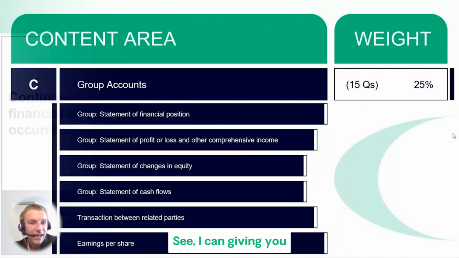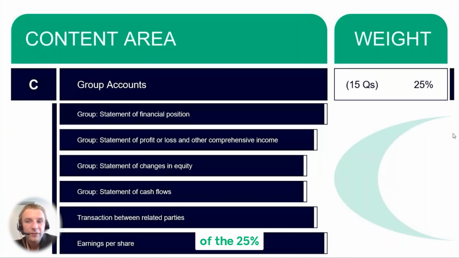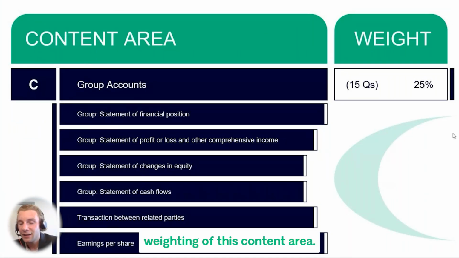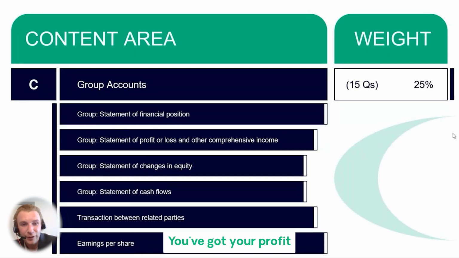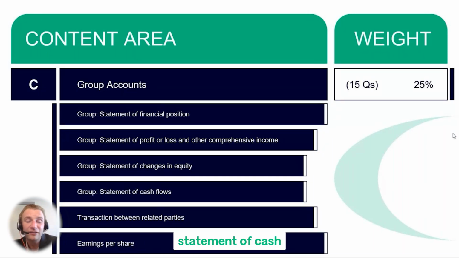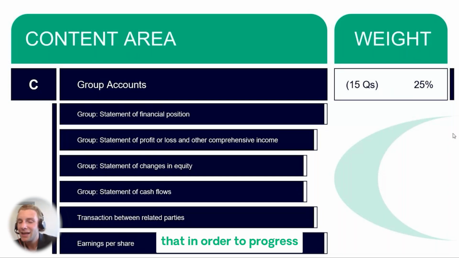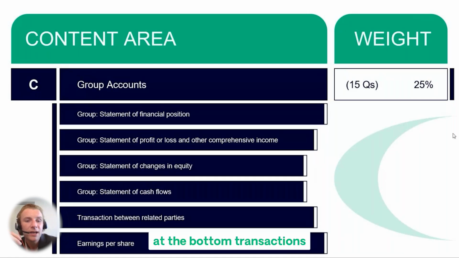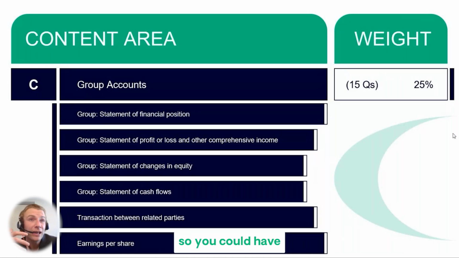Moving on to content area C, again giving you a nice little breakdown of the 25% weighting of this content area. I mean, it does what it says on the tin. For anyone who works in practice or in industry, statement of financial position, you've got your balance sheet on there, you've got your profit and loss, statement of changes in equity, statement of cash flows, the bread and butter of group accounts. In order to progress onto your next exam, you have to know those. They are just imperative or you're really going to struggle. Please expect that to come up on your exam. Lastly, at the bottom, transactions between related parties. So you could have subsidiaries, sister companies, associates, and last but not least, earnings per share.